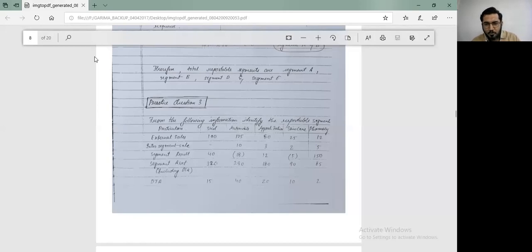Then you have to find out which is the more dominating segment. The segment which has more profitability is known as the more dominating segment. That dominating segment will be called the primary segment, and the other one will be called the secondary segment, right? For the primary segment, more disclosures are required. For the secondary segment, lesser disclosures are required. That is your concept of one entity being both a business and a geographical segment.